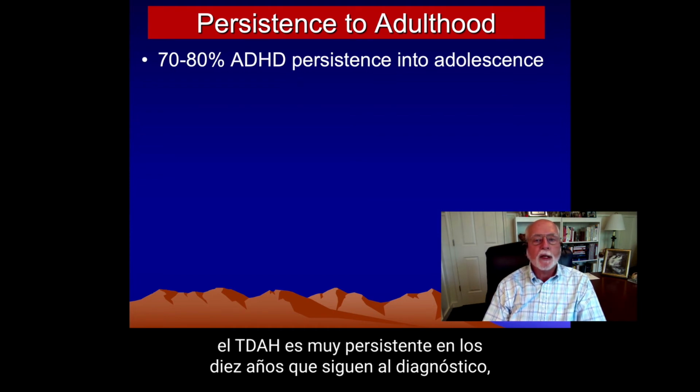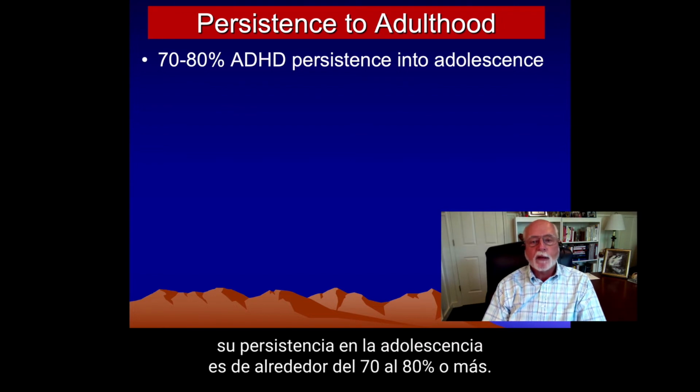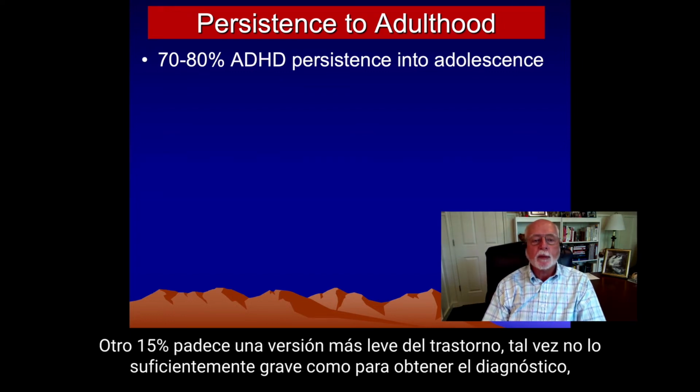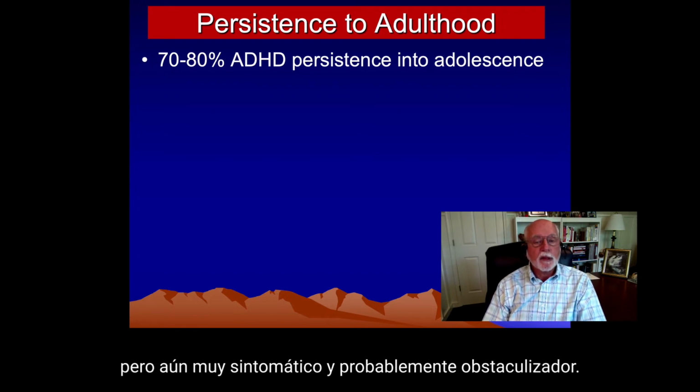Now, when we look at persistence into adulthood, as I've said, ADHD is very persistent over the first 10 years following diagnosis and follow-up into adolescence, being about 70 to 80% or more. About 5%, at most 10% of children may recover from ADHD by late adolescence. Another 15% have a milder version of the disorder, perhaps not quite severe enough to get the diagnosis, but still highly symptomatic and probably impaired.